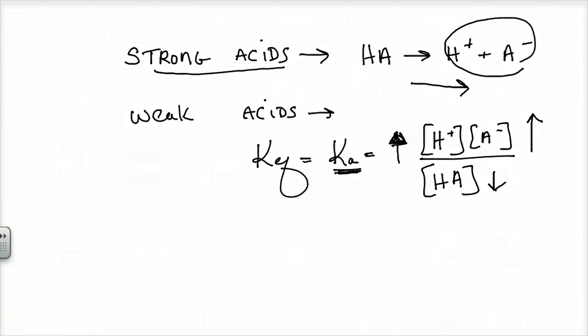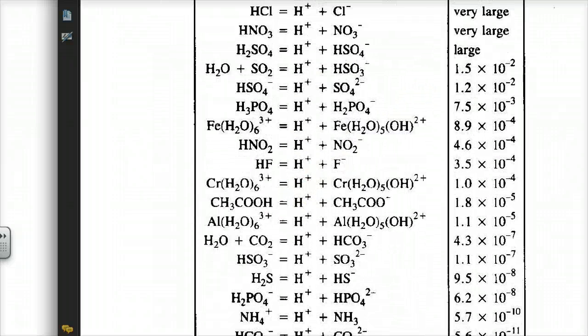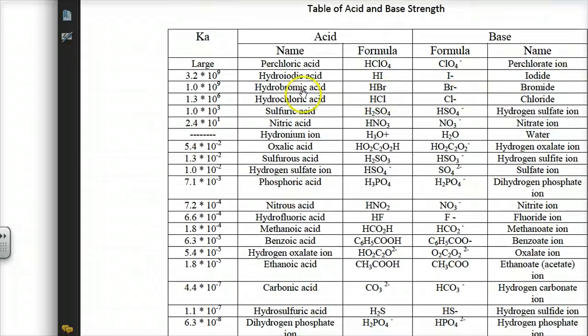Here is a chart that shows almost all of these strong acids, and you can see that the Kas are very, very large. HI, hydroiodic acid, hydrobromic acid, hydrochloric acid, nitric acid, sulfuric acid are the top 5 here. But we actually have more than that, and it's on the other page. Other side, here are the ones: perchloric, hydroiodic, hydrobromic, very large, nitric. So these are the 1, 2, 3, 4, 5, and this will be top 6, and we'll get more into this.